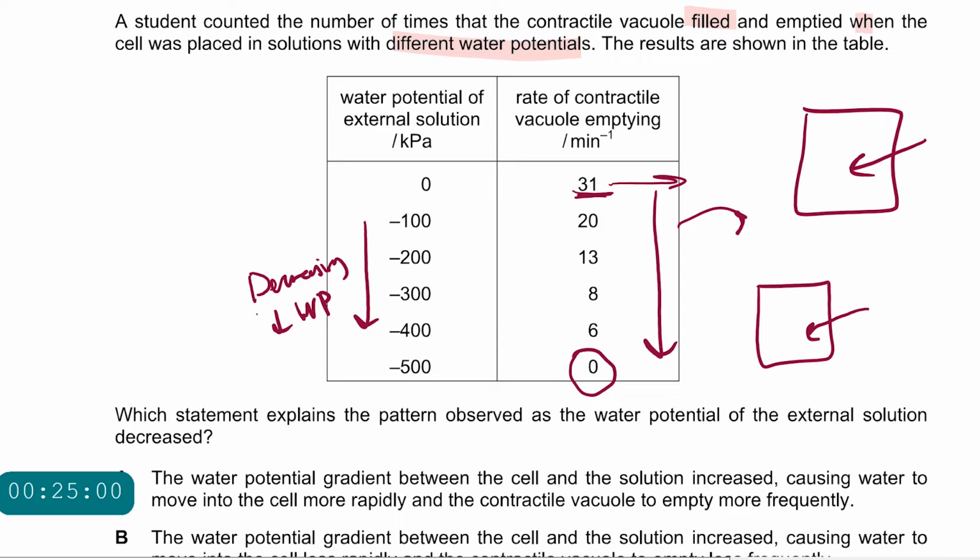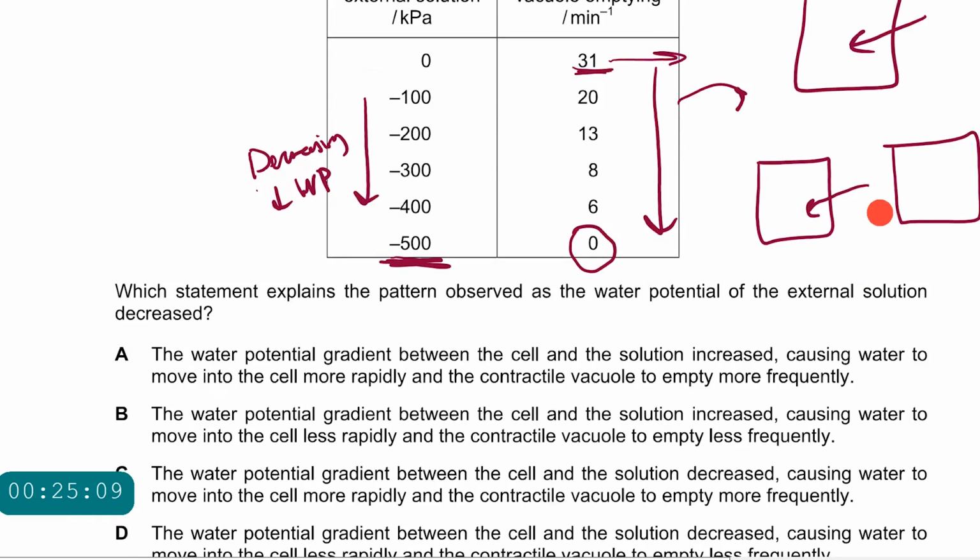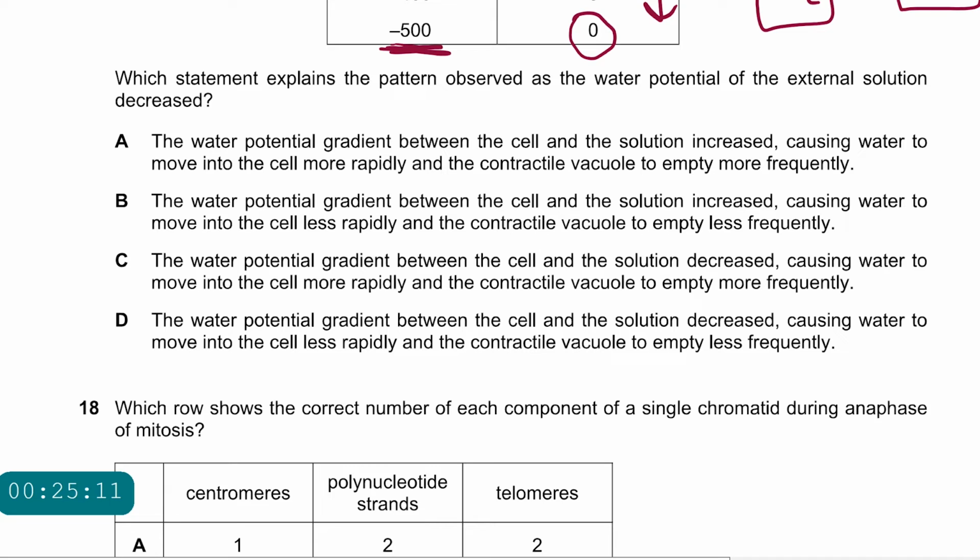It means it's not emptying anymore. Therefore, water stopped entering the cell. So most likely the water potential of the single-celled organism is going to be negative 500. Okay, let's now read the rest of the question.